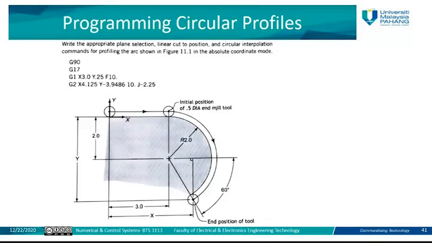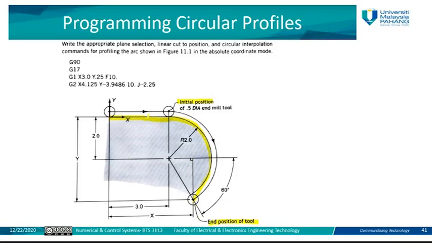We have this example here. We need to perform the cutting starting from this point here and go in this line directly until this point. Then we have the circular profile starting at this point and ending at this other point. So this is the initial position of the circular profile, and this one is the end position of the circular profile.